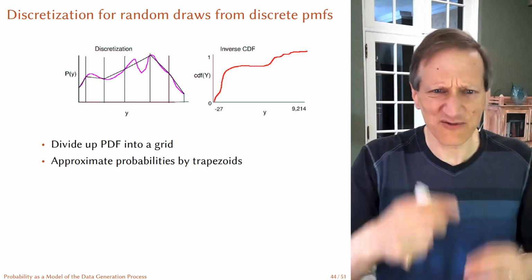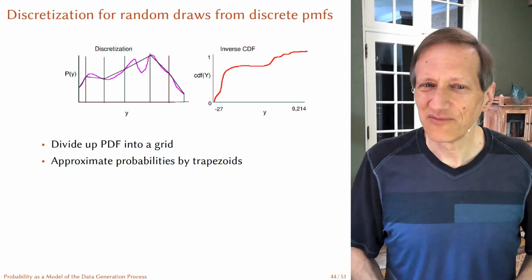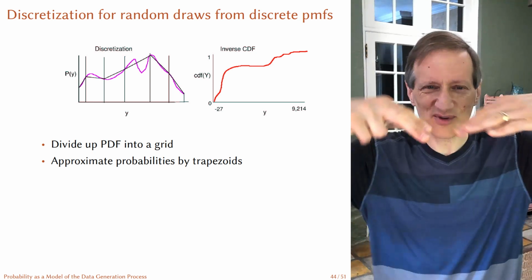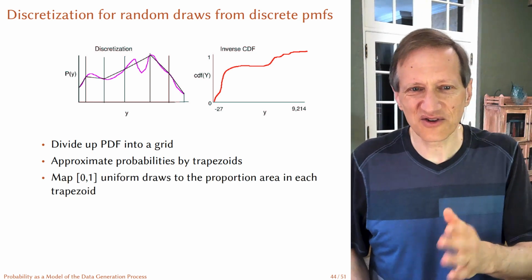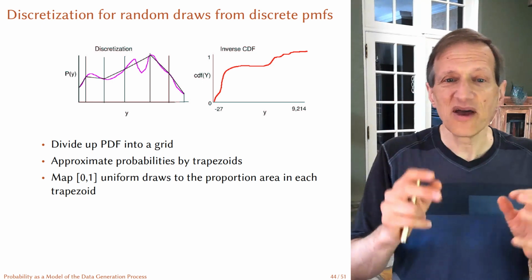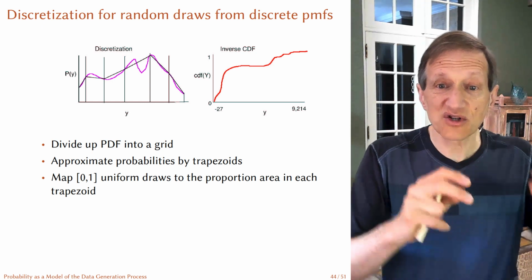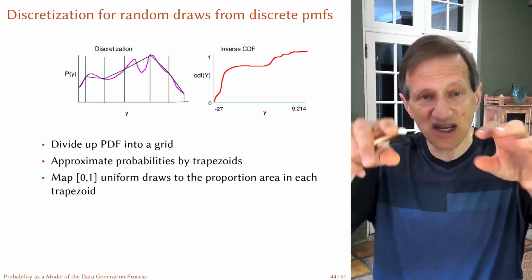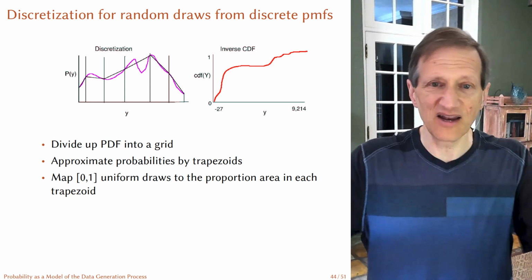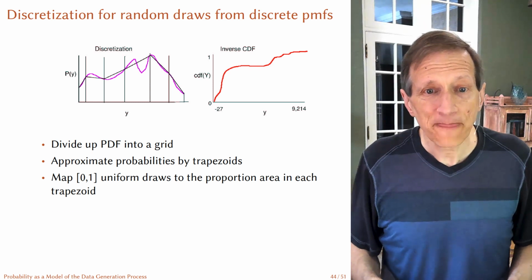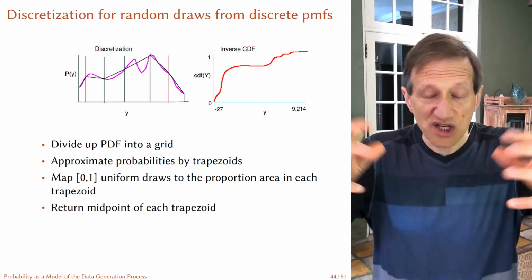And that's what I have drawn there. So the purple is the probability distribution, and the lines are the trapezoids. Okay, so now we have these areas under the trapezoids. We map the 0-1 uniform draws to the proportion of the area in each of the trapezoids relative to the whole gigantic polygon, basically. Okay, and then take random draws.